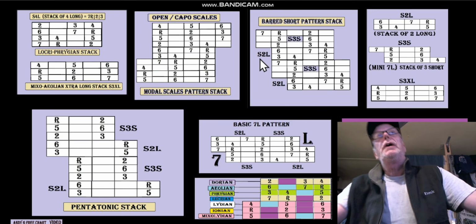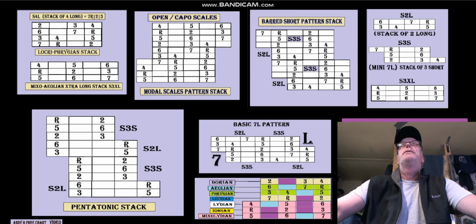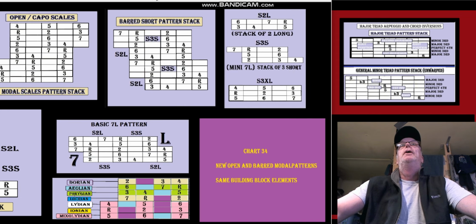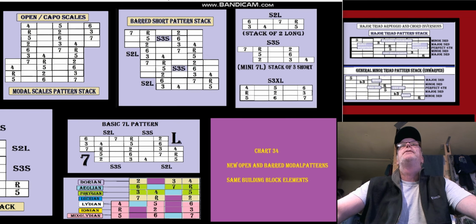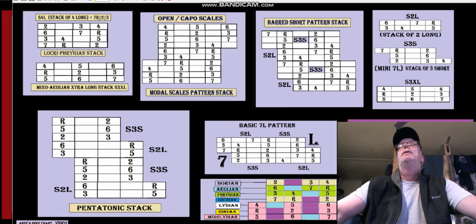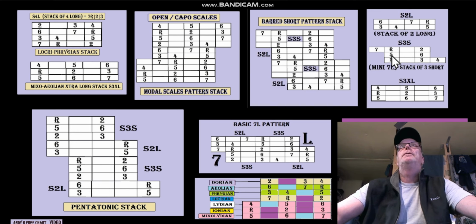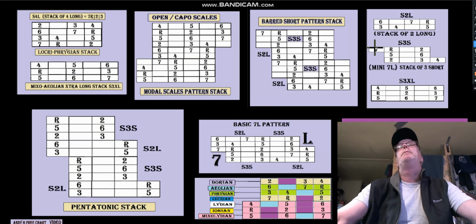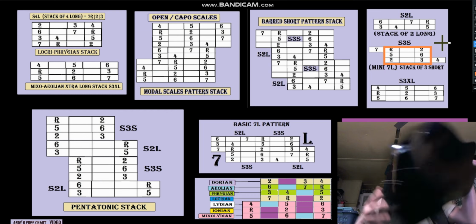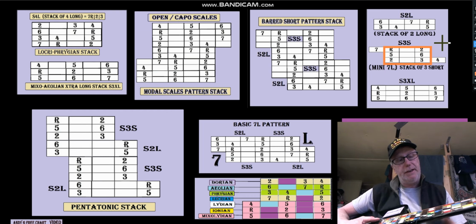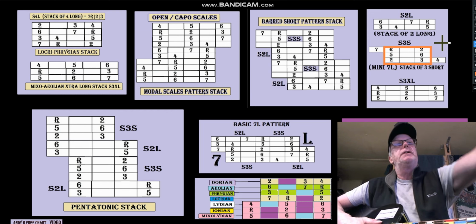Alright, let's look at an older chart here, which is way back. It's like chart number 34: new, open, and barred modal patterns with the same building blocks. The only difference here, since I've improved the charts, is this is now considered an S3L because it's long. The S3S part, remember, is this 2, 3, 5, 6 root 2. I could start it on anything really, but it's best for me to stay in the key of C so we can move things along.